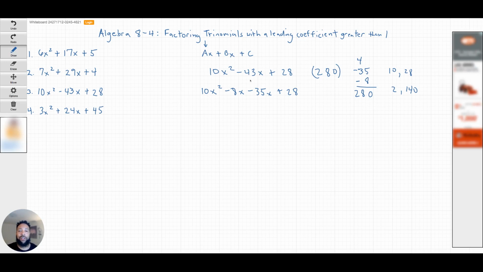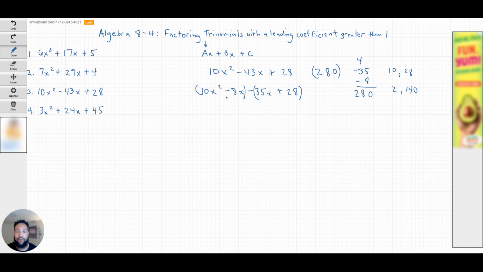So we have 10x squared. We're representing the negative 43x as minus 8x minus 35x, and then we have plus 28. So now what we're going to do is factor some things out. We're just going to look at this part of the equation, and then we'll look at this part of the equation. So we have a 10 and an 8. Looks like we could factor out at least a 2, and then each variable has an x. So we'll factor out a 2x. That leaves us with 5x minus 4.